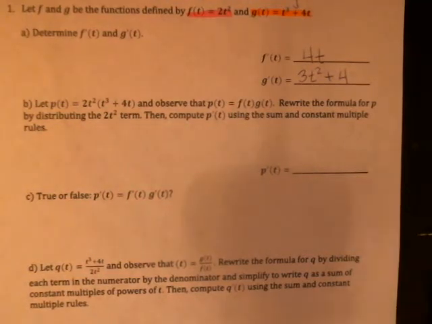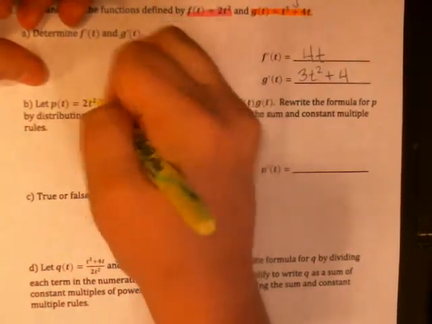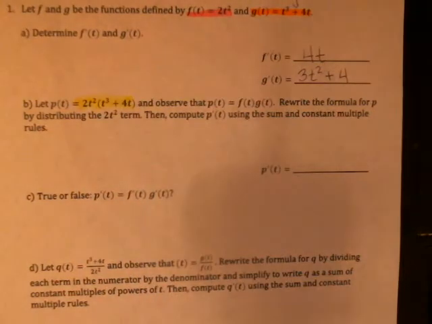We're now supposed to look at this new function, which is the product of f and g. So we have the 2t squared multiplied by the t cubed plus 4t.